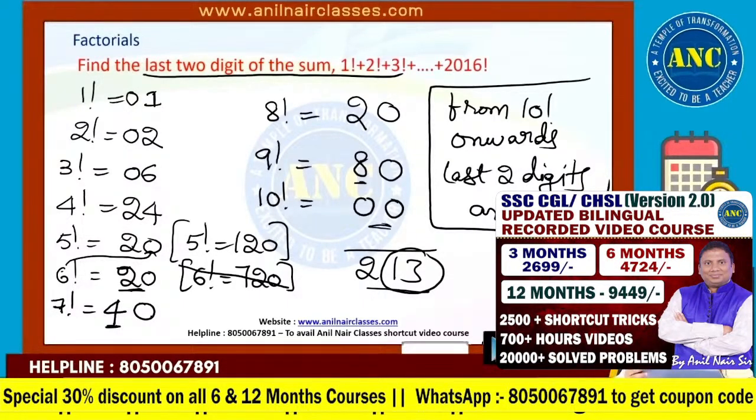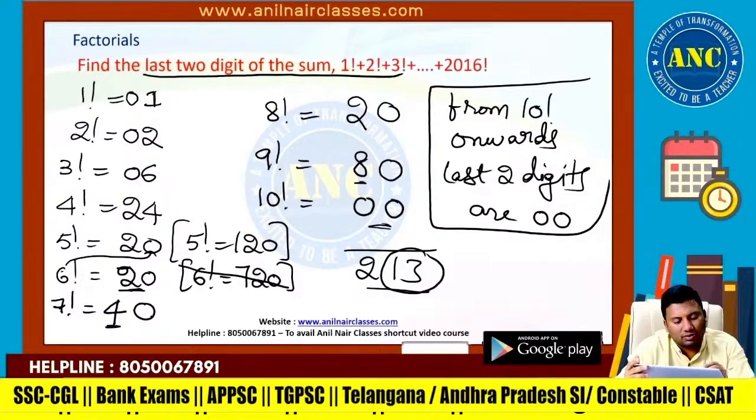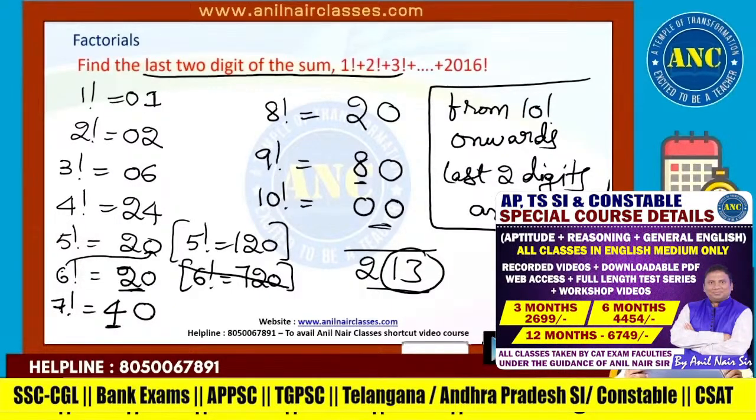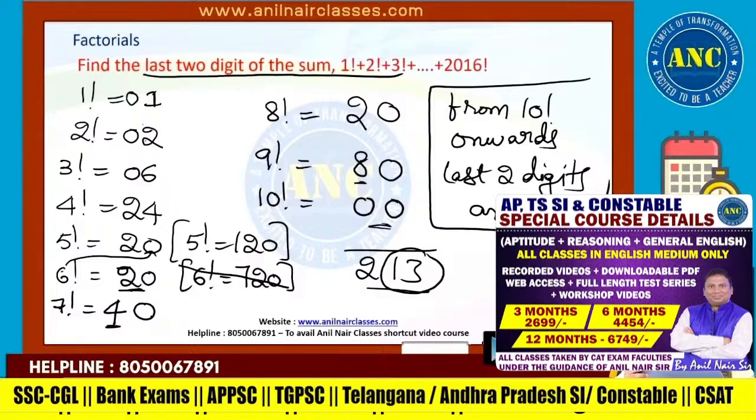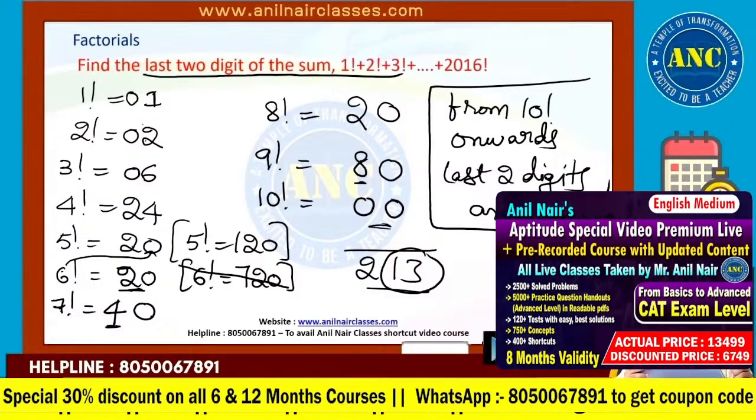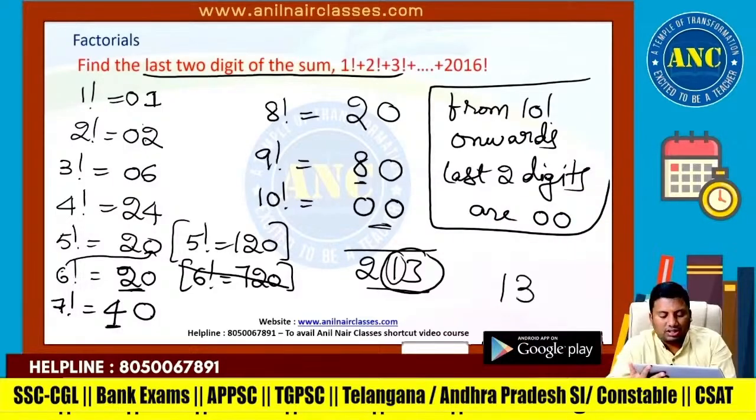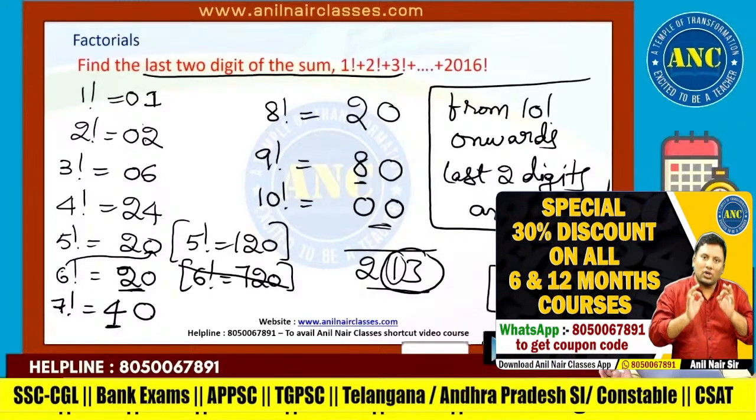Again I am saying 0, 0, 0, 0, 0, 0. 0 till here, 10, 12, 13, 3, 1 carried, 2 plus 8, 10, 14, 16, 18, 20, 21, 2, 1, 3. So the last two digits of this sum is 13. Idea clear?